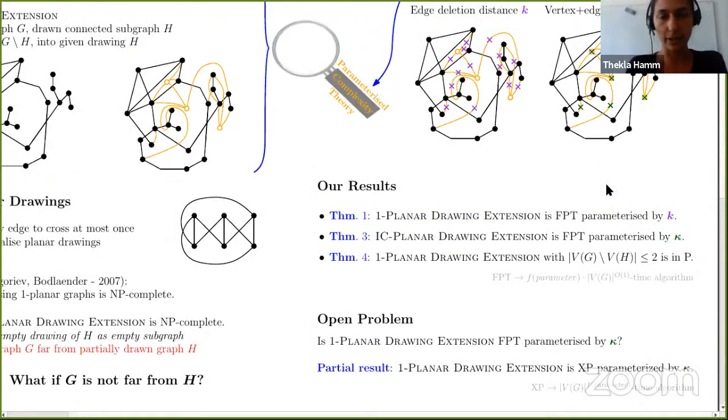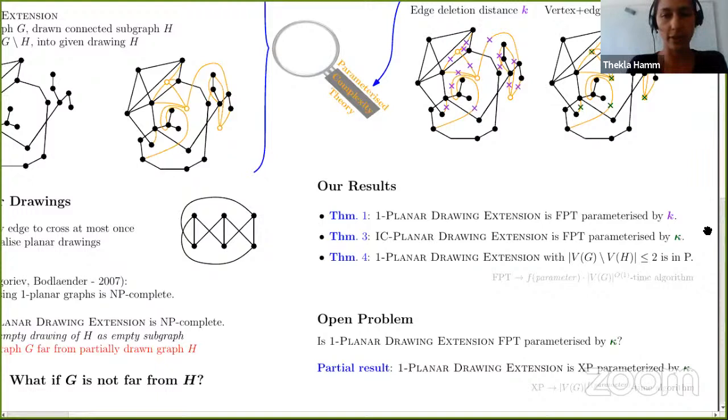This is a list of our results in this work. So our main result is an FPT algorithm parameterized by the edge deletion distance. For the less restrictive parameterization of vertex plus edge deletion distance, we were not able to get the analog result, but we did get something like that if we restrict the drawings we want to end up with even further, namely to IC planar drawings.